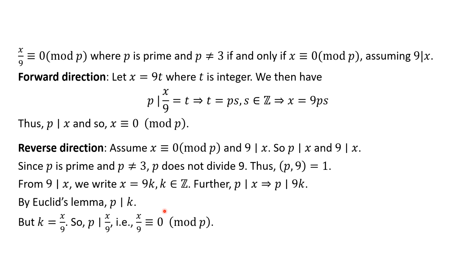So by Euclid's lemma, which I proved several lessons back, it's basically saying if a prime number divides a product, then it has to divide one of these. And we know that p doesn't divide 9, so it has to divide k. But k equals x divided by 9, right from here. So p divides x divided by 9. In other words, x divided by 9 is congruent to 0 mod p.